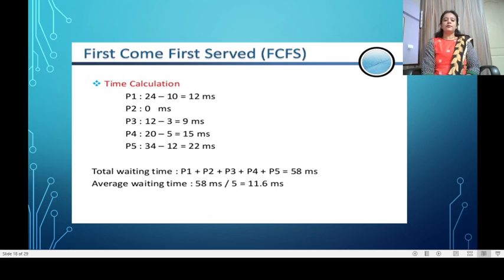The total waiting time spent by the processes P1, P2, P3, P4, P5 will be 58 milliseconds, and the average waiting time for each process will be 58 milliseconds divided by 5 equals 11.6 milliseconds.